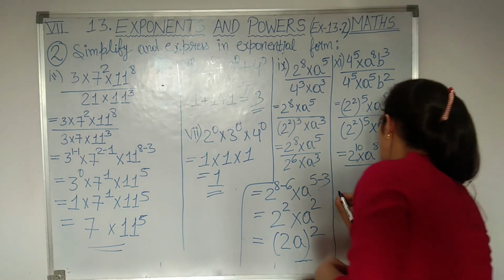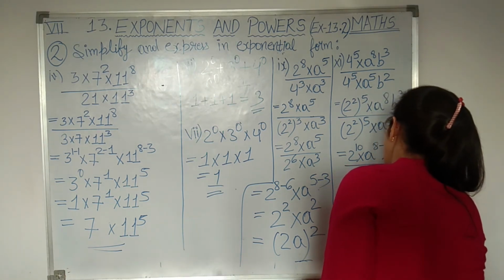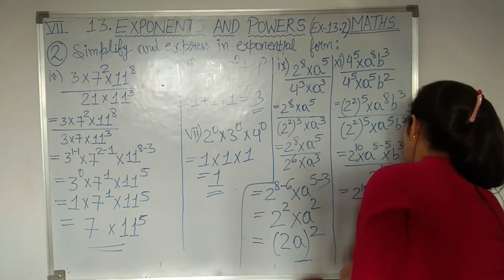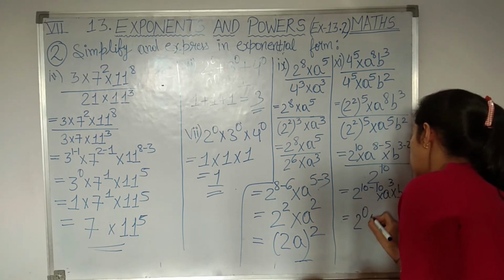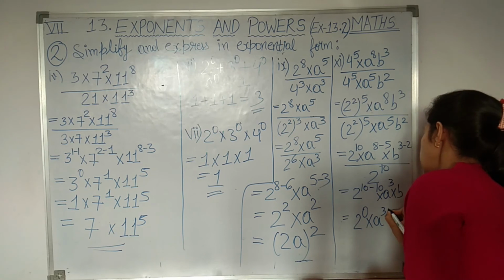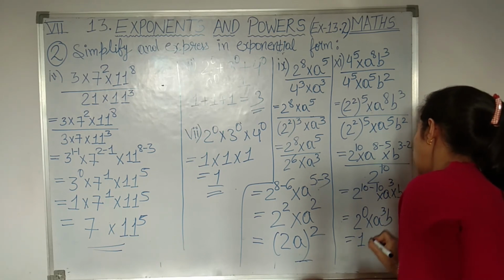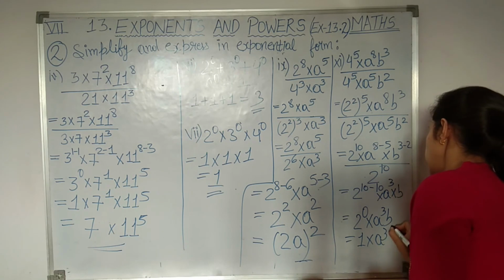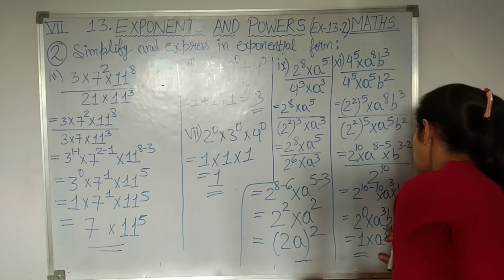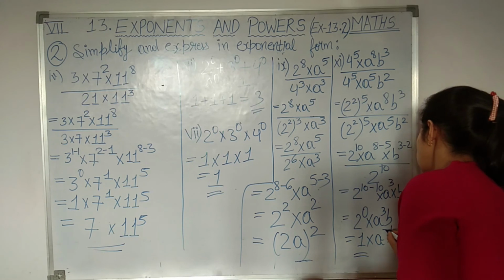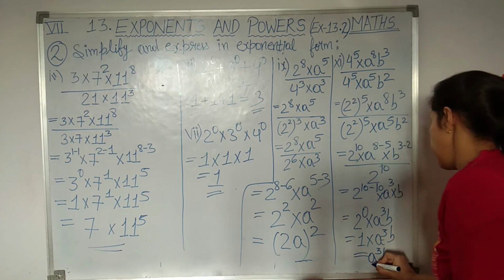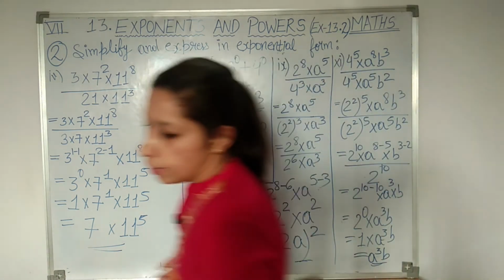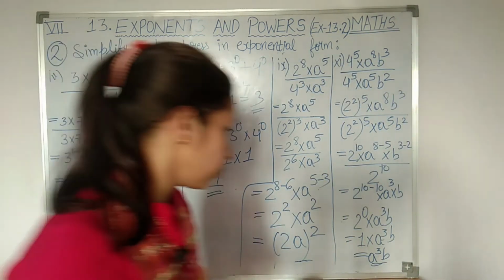Yes, students. So now 2 raised to power 10 minus 10 into a raised to 8 minus 5, which is 3, into b raised to the power 1. So finally solving it, we will get 2 raised to 0 into a cubed b, means 1 into a raised to the power 3 b. So the final answer will be a raised to 3 into b. Got it, students? Note it down. Then we are going to see the next question.